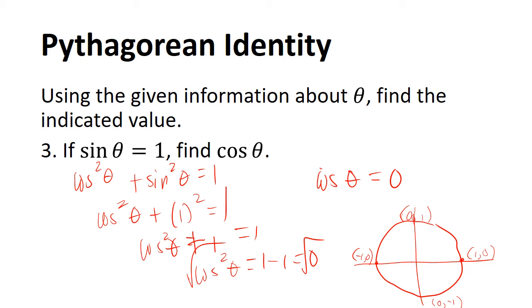So, pwedeng nandito yung angle, 90 degrees, or pwede rin 270. Pero, sabi niya, yung sine daw ng angle is 1. So, isa lang yun. Dito lang sa point na to. And specifically, angle theta equals 90 degrees.